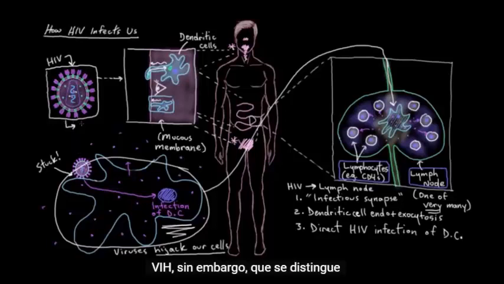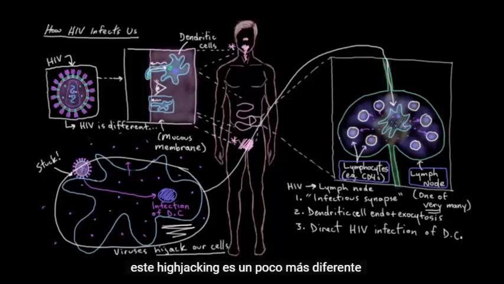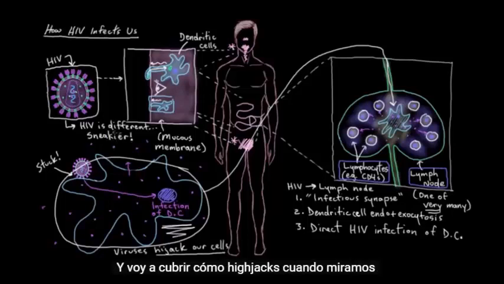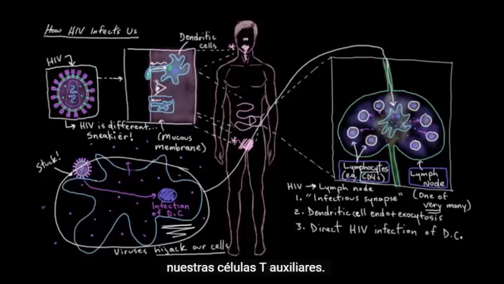HIV, though, sets itself apart from almost every other virus because the way it does this hijacking is a little different and a lot more sneaky than other viruses. And I'll cover how it hijacks when we look at how HIV particles infect their preferred targets, our T helper cells. So now we're in the lymph node.